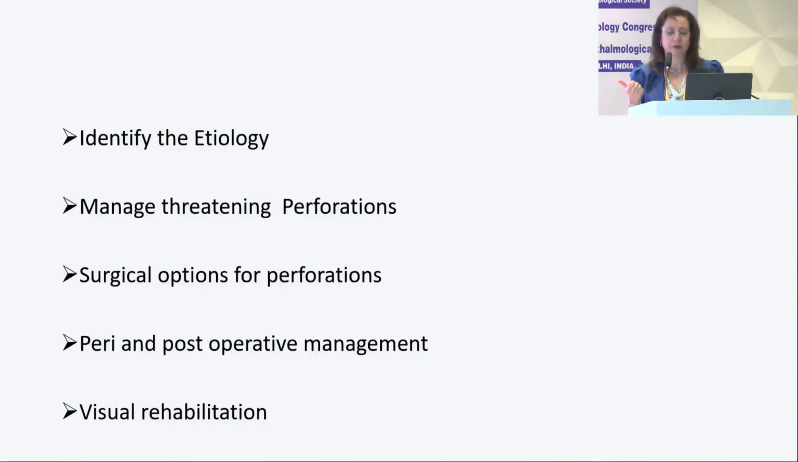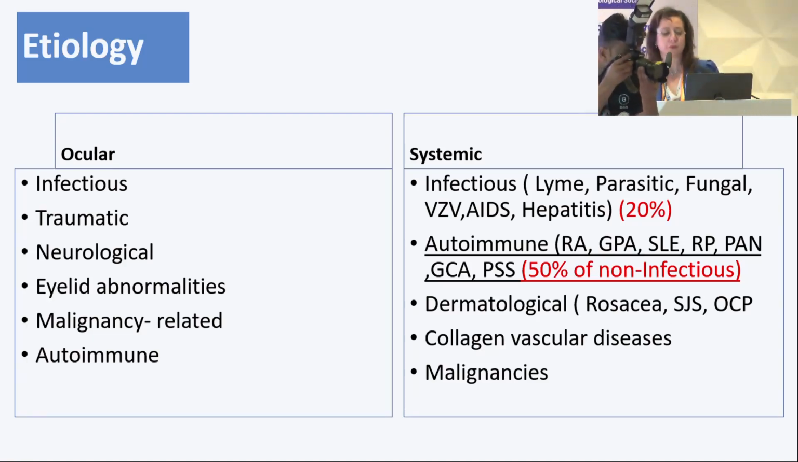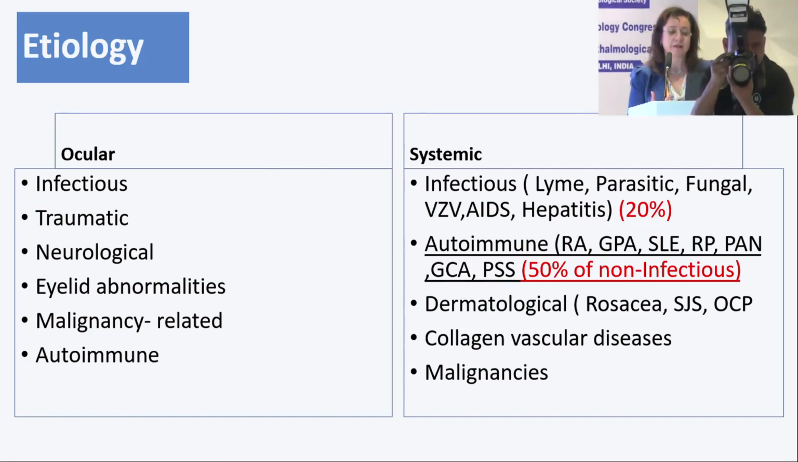We have to identify the etiology and manage threatening perforation so they don't end up perforated. We have surgical options for perforations, but the peri- and post-operative management are essential, and later we have to visually rehabilitate these patients. The etiology can be ocular or systemic. Remember, 20% of the systemic causes are infectious, so you have to investigate for infectious causes, because you are going to immune suppress these patients, and you don't want to miss an infectious cause for the PUK. Autoimmune causes represent 50% of the non-infectious causes, and that's why you also have to investigate these profusely.